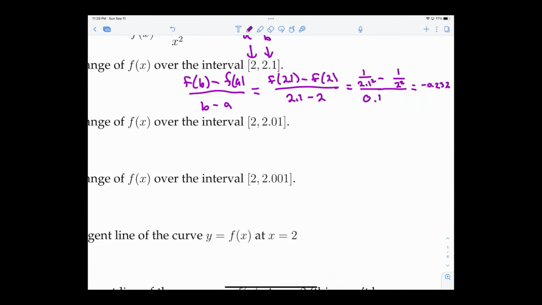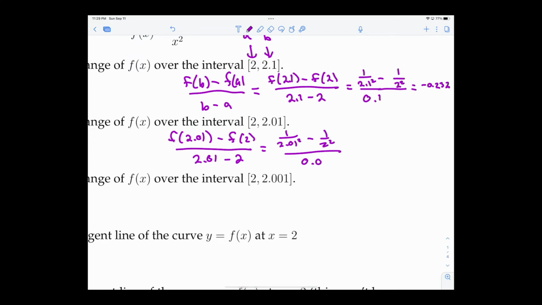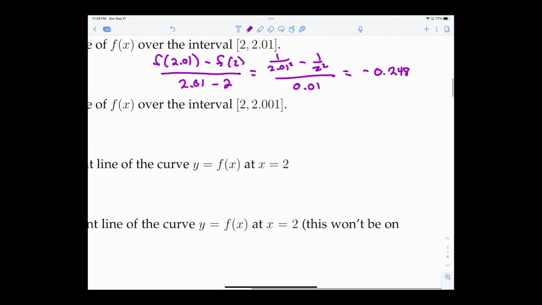Okay, now we do the next one. I try to give myself a little more room. We've got f of 2.01 minus f of 2 over 2.01 minus 2. So it's going to be 1 over 2.01 squared minus 1 over 2 squared, over 0.01. So 1 over 2.01 squared minus 1 quarter, divided by 0.01. I get negative 0.248. I'm just going to go 3 decimals there for now.